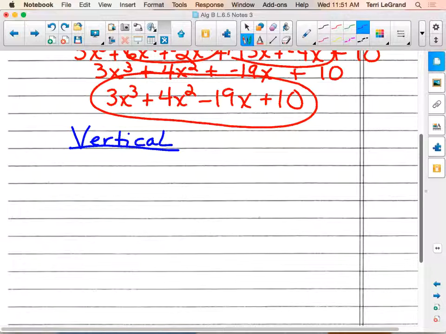What's going on in the first line? Faith? Read it to me, please. X to the second plus 2x plus negative 5. Okay. What's going in the second line? Calvin? x to the second plus 2x.